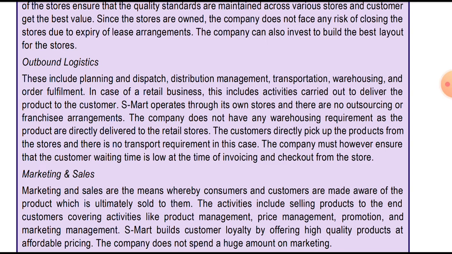These include planning and dispatch, distribution management, transportation, warehousing, and order fulfillment. In the case of the retail business, this includes activities carried out to deliver the product to the customer. Simply delivering the product to the customer is outbound logistics. Smart operates through its own stores, and there is no outsourcing or franchise, so there isn't any franchising agreement. Smart itself operates 100 stores.